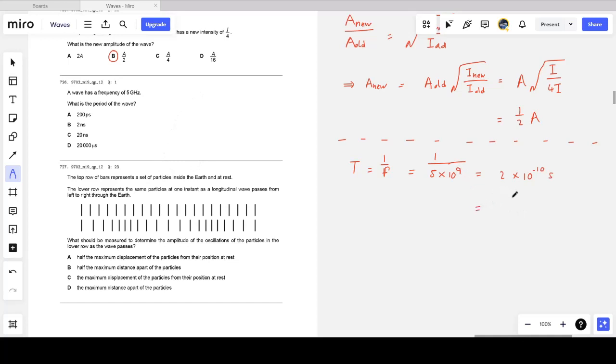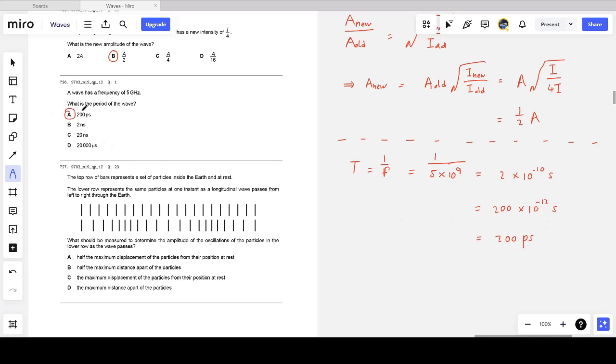So 2 times 10 to the minus 10 seconds is not on the list of options. But I can write this as 200 times 10 to the minus 12 seconds. Now, why would I do that? Because 10 to the minus 12 is a special prefix. It's a picosecond. And so I can replace the 10 to the minus 12 with the small letter p. And so I get 200 picoseconds, which is option A.